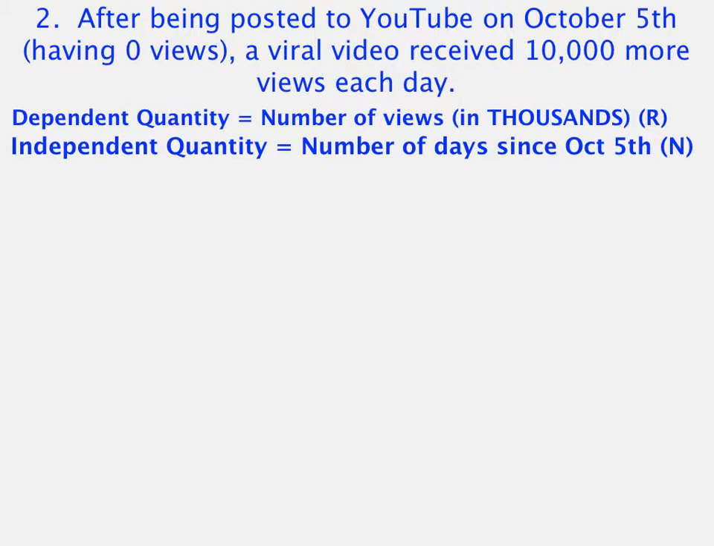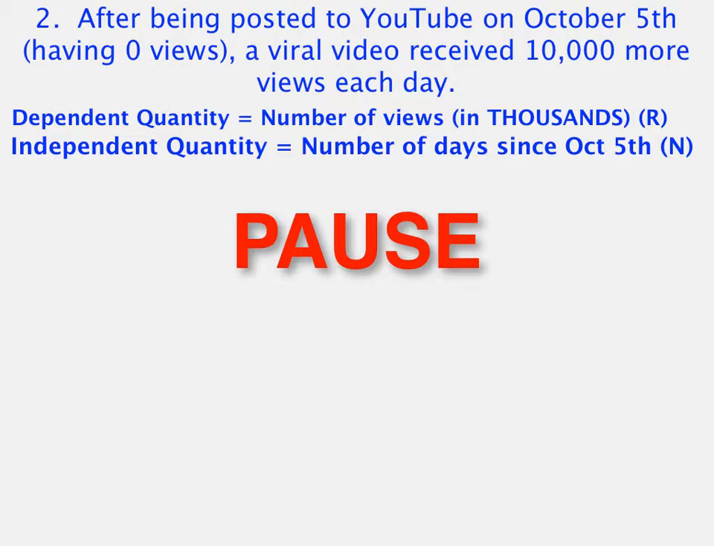Let's keep our independent quantity the same. It's still the number of days since October 5th. That's going to remain the same variable, n. Now we're going to have a slightly different table of values for this relationship. Why don't you pause the video and try to make a new table of values for this new definition of our dependent quantity.